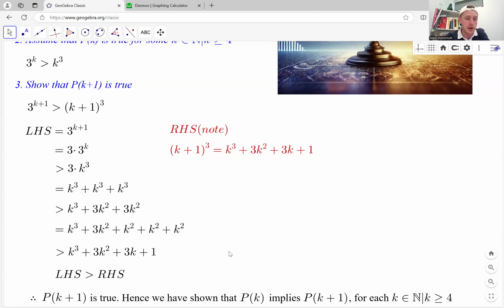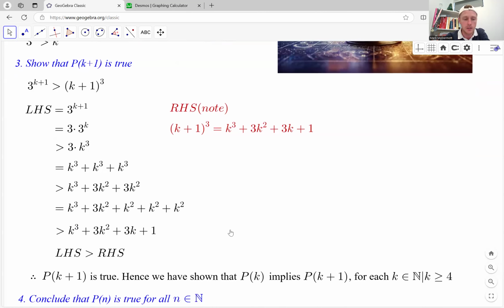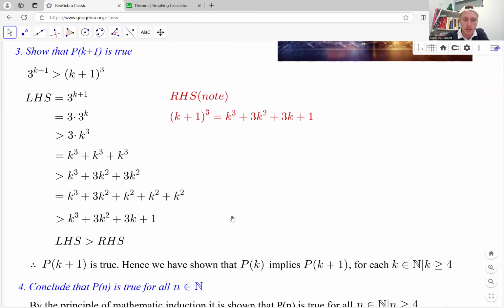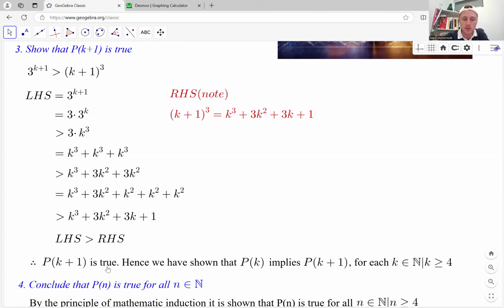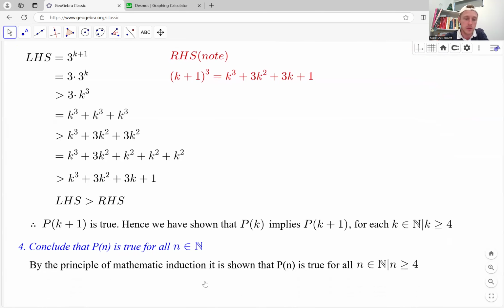I found it a little bit tricky to wrap my head around just in terms of the working out, but it is what it is. Hopefully that made some sense. It's essentially just breaking the terms up to make the inequality stronger as you go. And so what we can say is therefore that P of k plus 1 is true, and hence we've shown that P of k implies P of k plus 1 for all natural numbers k greater than or equal to 4. And so this whole process was mathematical induction, and we've shown that P of n is true for any natural number n where n is greater than or equal to 4. That's our conclusion.